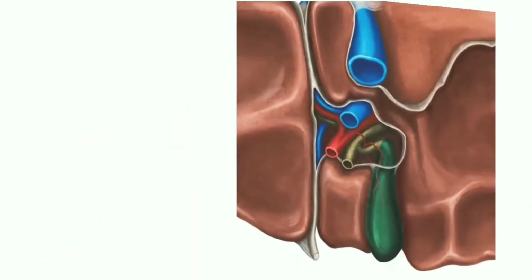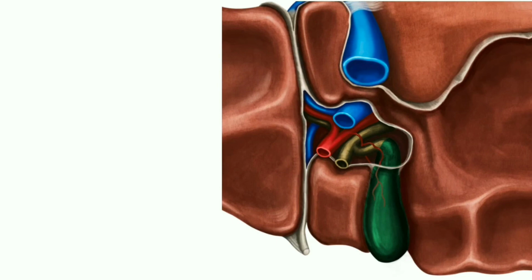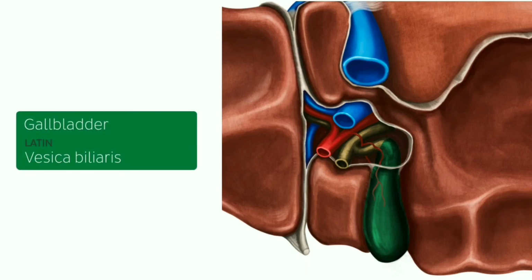The final structure we're going to discuss in this tutorial is a small but equally important organ that is closely associated with the liver and is known as the gallbladder. This pear-shaped organ is a reservoir for bile that's produced in the liver before it's released into the small intestines. Situated beneath the right lobe of the liver, the gallbladder measures about 8 to 12 centimeters in length.